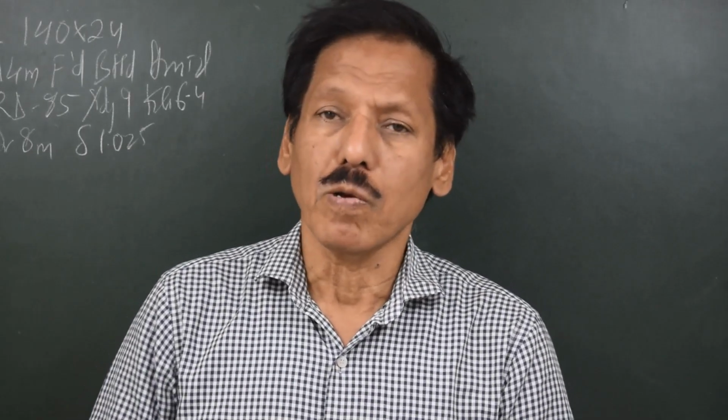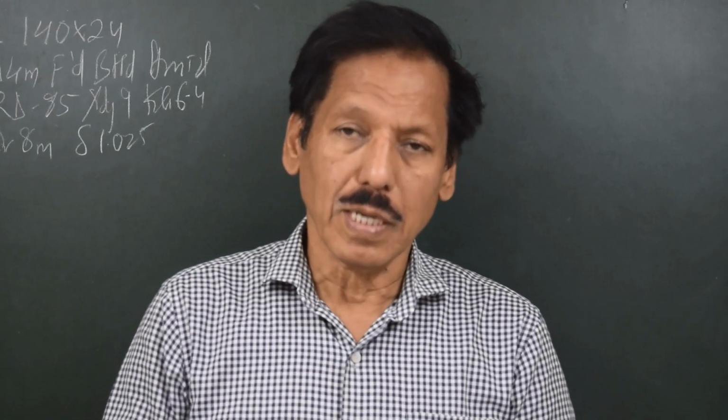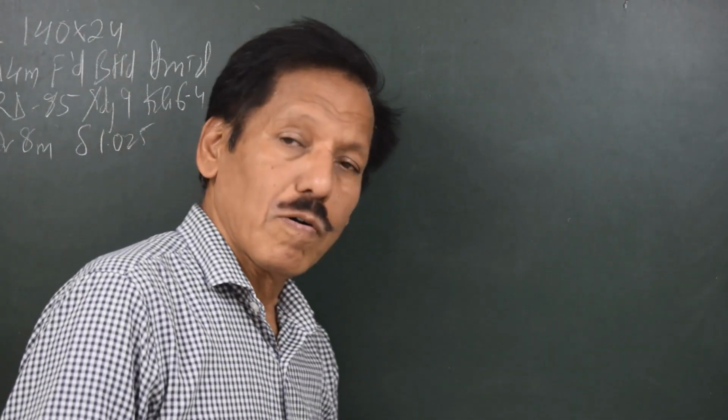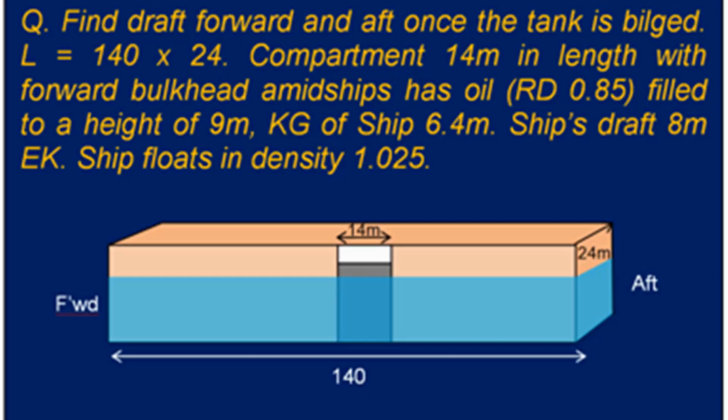In my series of videos on basic ship stability calculations, today I'm going to do bilging. This is the bilging of a compartment that contains liquid. To be precise, it has a liquid of relative density 0.85. Here's the question. Let me draw the diagram first.